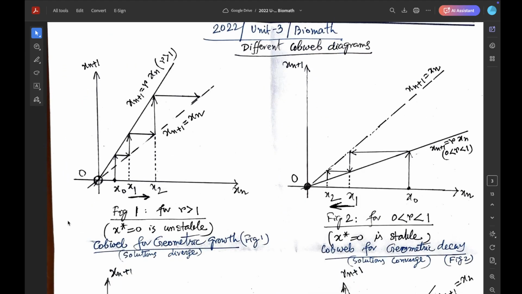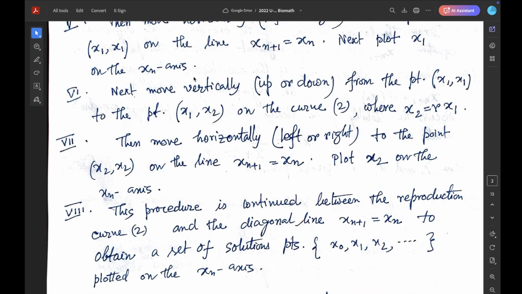So we draw first the reproduction curve. This is the reproduction curve x_{n+1} = r x_n when r is greater than 1, and this is the dashed straight line x_{n+1} = x_n. Actually you can set x_{n+1} as y and x_n as x. So this line is y = x passing through the origin, and this is y = 1.5x, so r is greater than 1, and you can easily draw this reproduction curve.